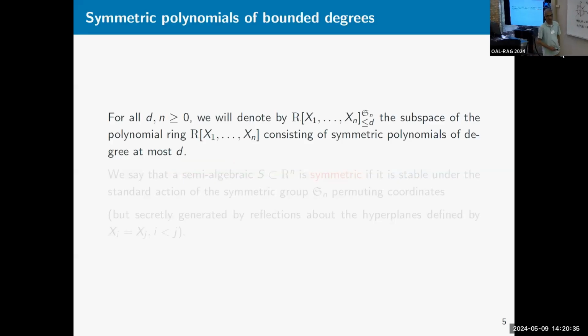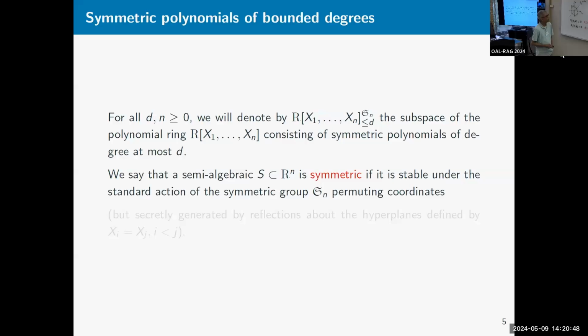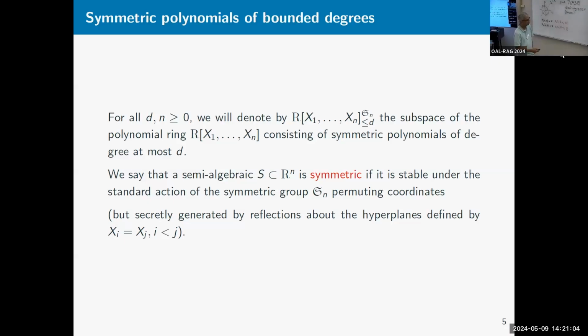So suppose now we consider symmetric polynomials of degree at most d, a subspace of the polynomial ring. And we'll say that a semi-algebraic set is symmetric if it's stable under the standard action of permuting the coordinates, which is secretly generated by reflections about hyperplanes, though in this case there's only one hyperplane.